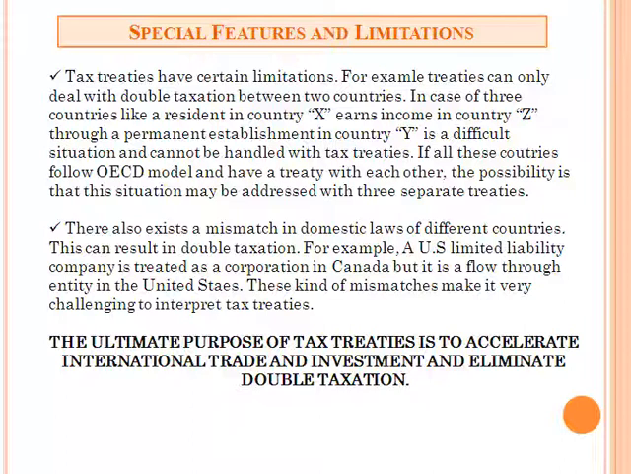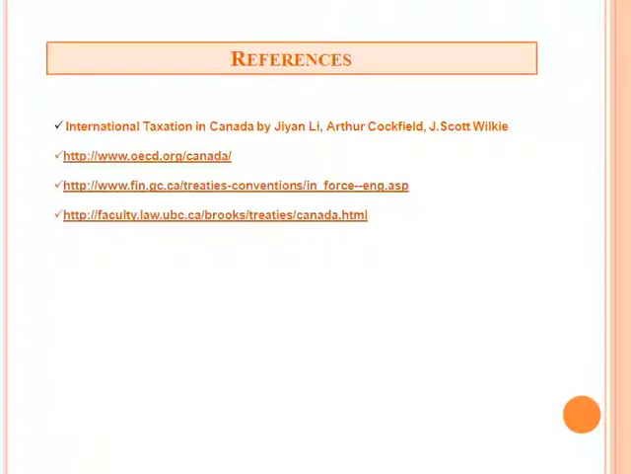There also exists a mismatch in domestic laws of different countries. This can result in double taxation. For example, a US limited liability company is treated as a corporation in Canada, but it is a flow-through entity in the United States. These kind of mismatches make it very challenging to interpret tax treaties. In the end, the ultimate purpose of tax treaties is to accelerate international trade and investment and eliminate double taxation.